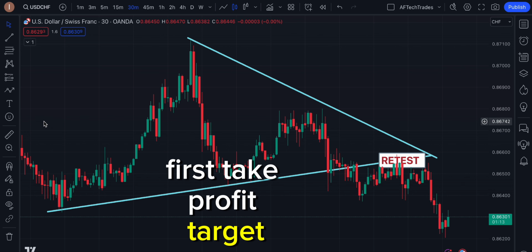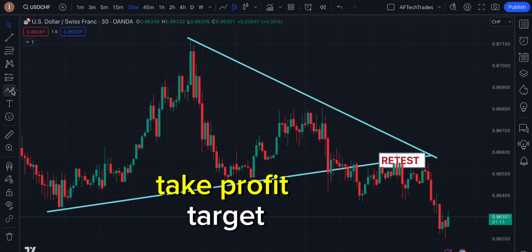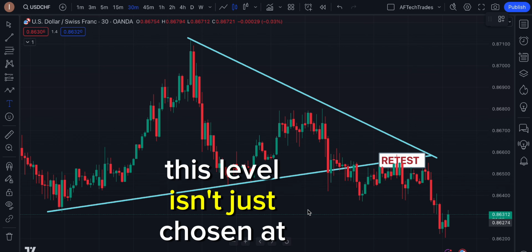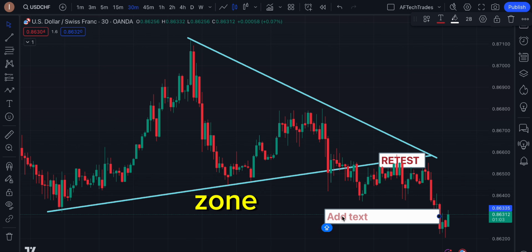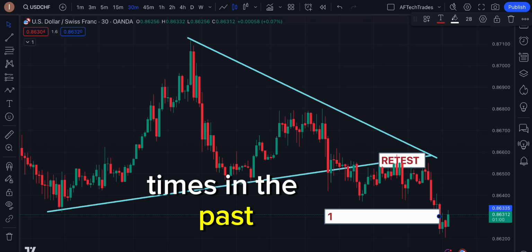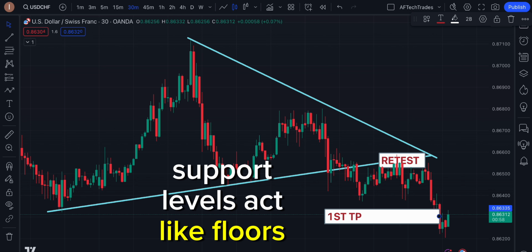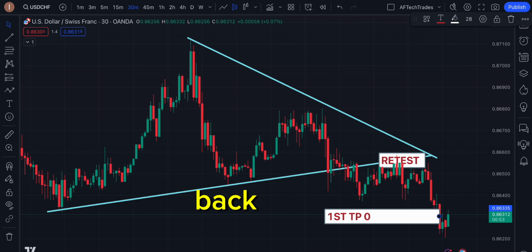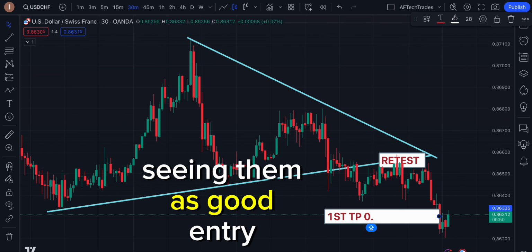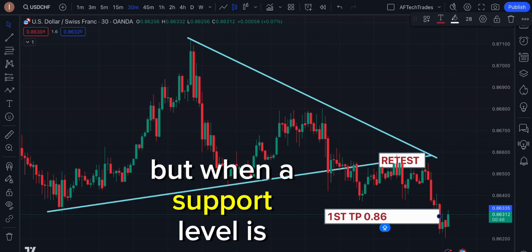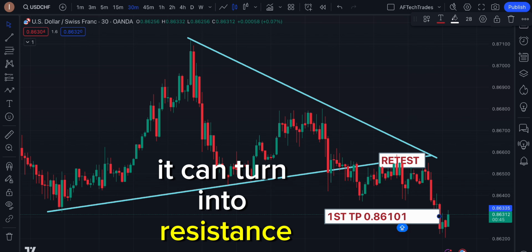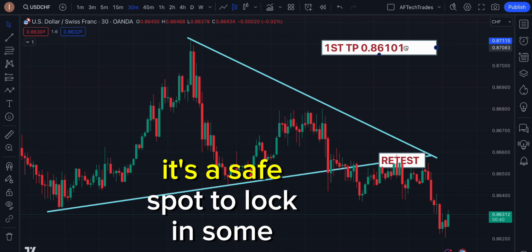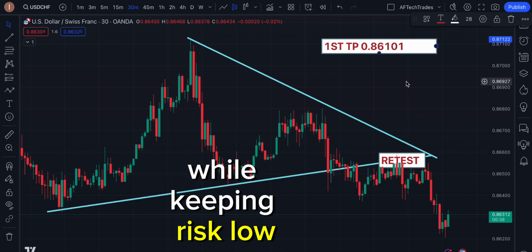First take profit target. Now, let's talk about our first take profit target, which is set at 0.86101. This level isn't just chosen at random, it's a critical support zone that has been tested multiple times in the past. Support levels act like floors in the market. When the price reaches a support level, it often pauses or bounces back because buyers step in at these levels, seeing them as good entry points. But when a support level is broken, it can turn into resistance, pushing the price even lower. That's why we're targeting this level first. It's a safe spot to lock in some initial profits while keeping risk low.